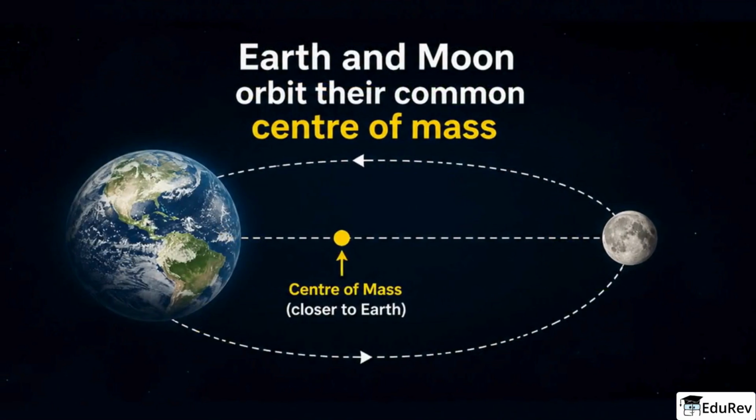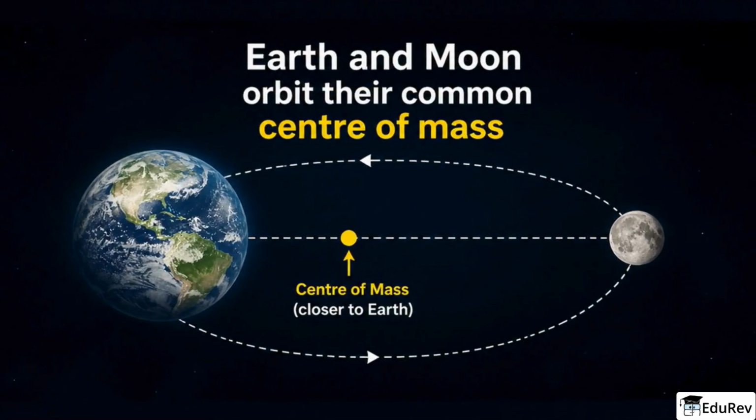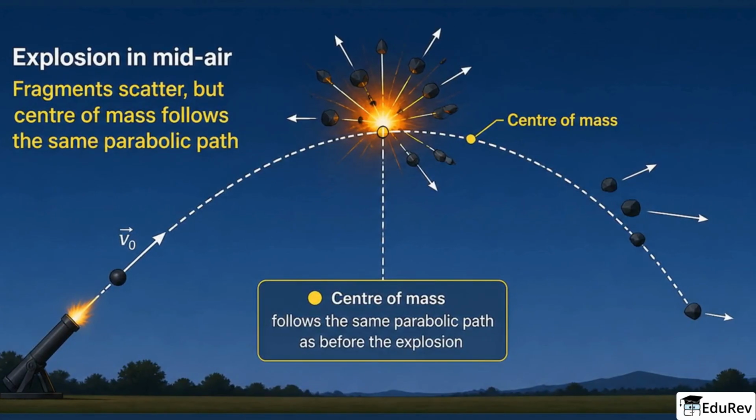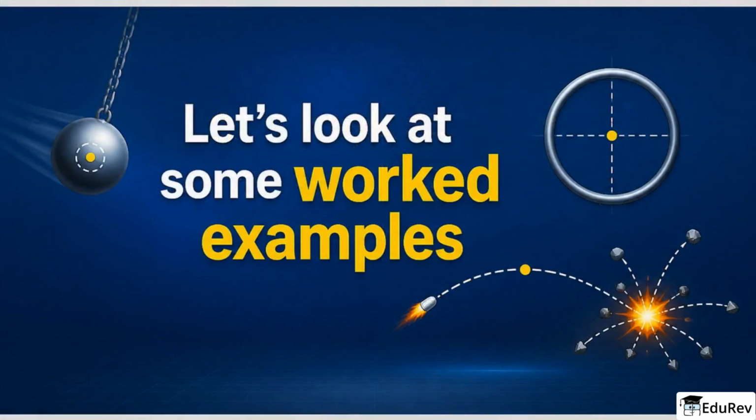Try thinking of the Earth and Moon. Both move around their common center of mass, which is closer to Earth because it is heavier. Also, if a projectile explodes in midair, its pieces scatter, but the center of mass keeps following the same parabolic path it had before the explosion. Now, let us look at some worked examples to make this clear.